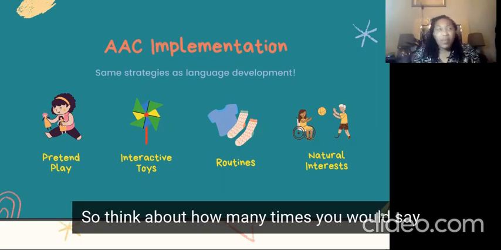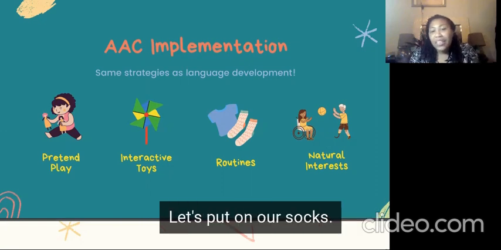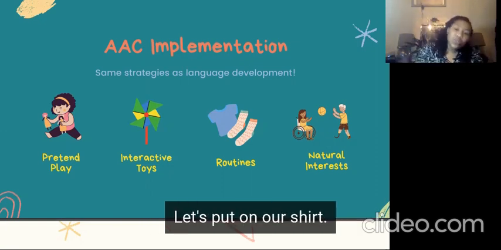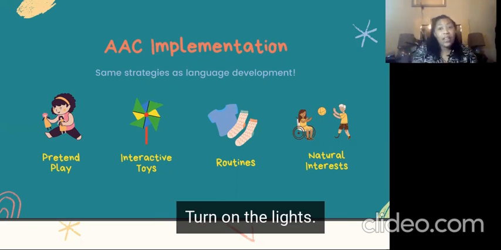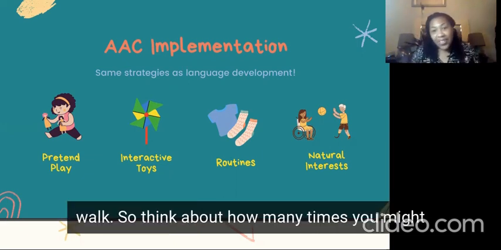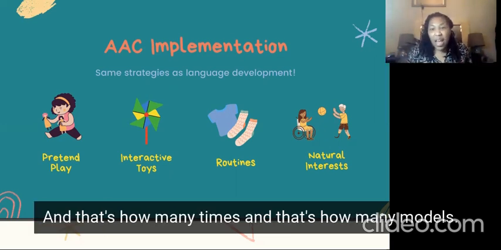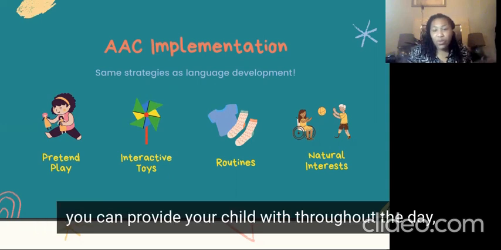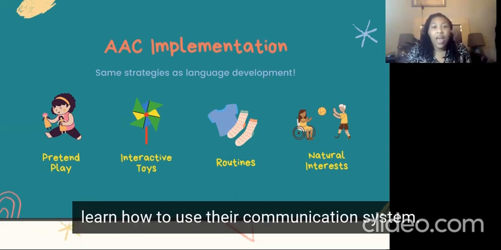So think about how many times you would say the word "on" throughout the day. Like, let's put on our socks, let's put on our shoes, let's put on our shirt, let's turn on the TV, let's turn on the lights, let's go on a walk. So think about how many times you might say the word "on" throughout the day. That's how many models you can provide your child with throughout the day, which is really going to be the way that they learn how to use their communication system.